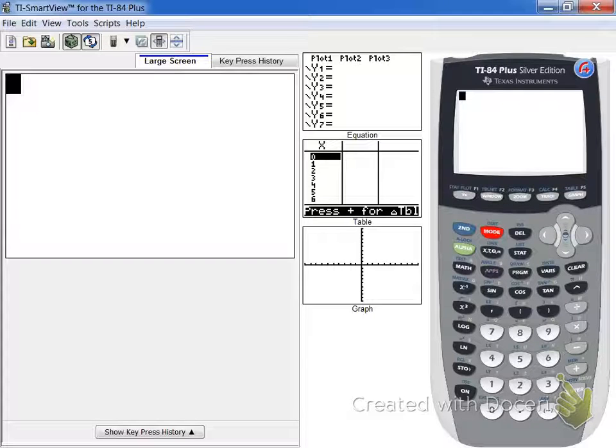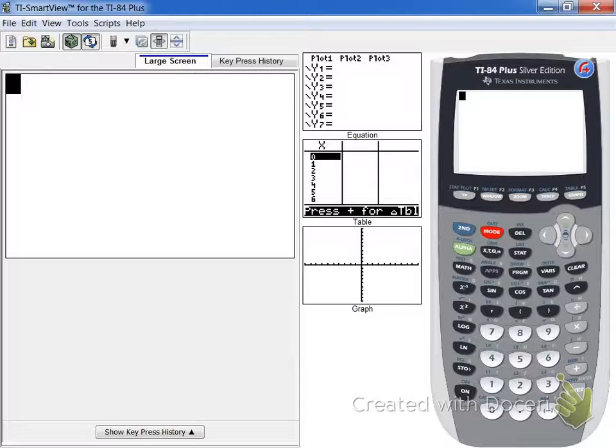Hello students, and welcome to this demonstration of how to use your TI-84 graphing calculator to graph a system of equations. Now, this is going to be very similar to our previous systems, except before we were only using linear equations. Now we're going to have a quadratic and a line.